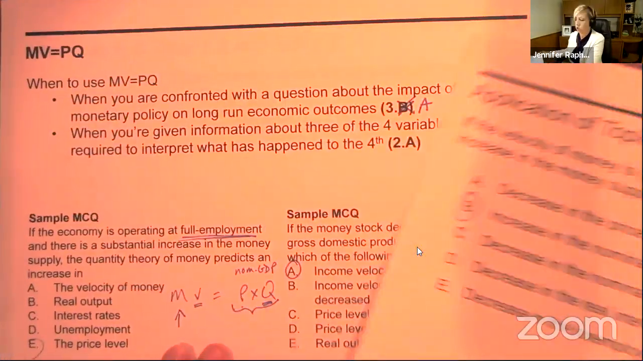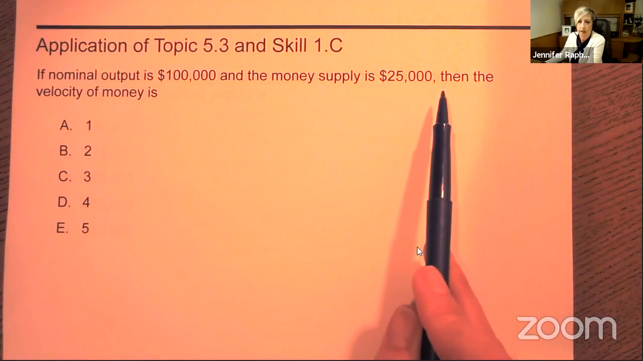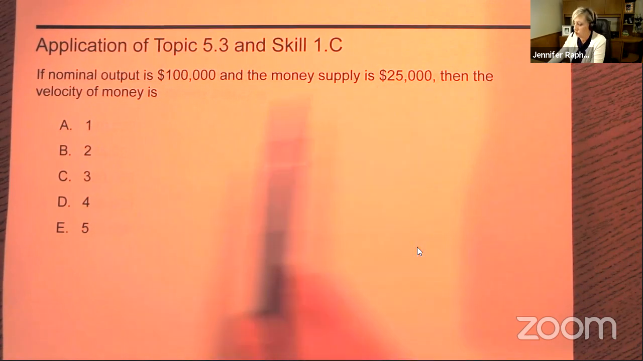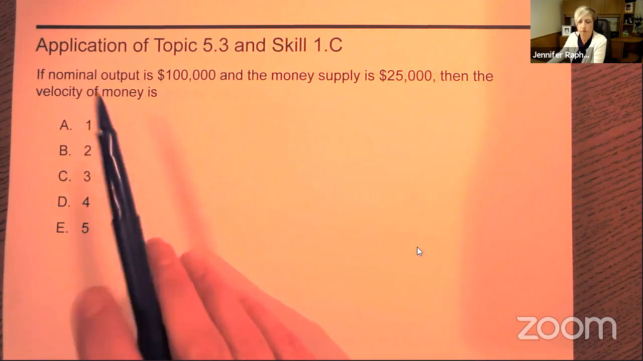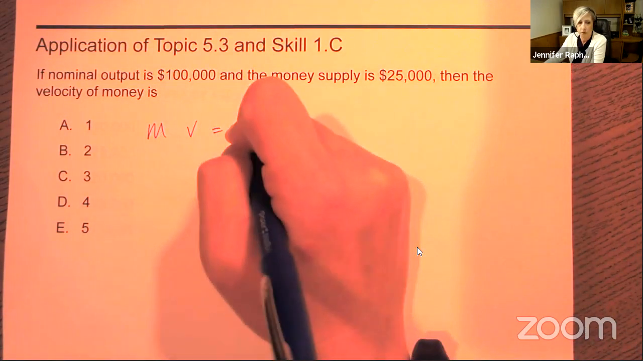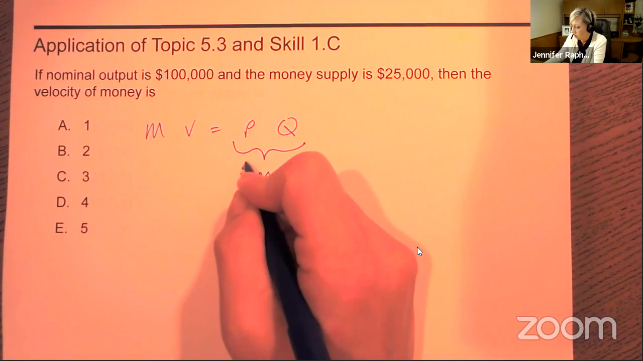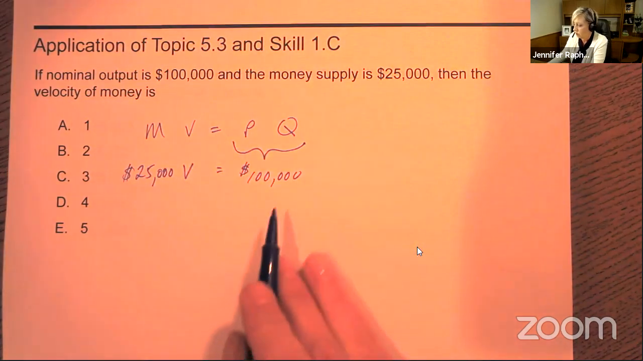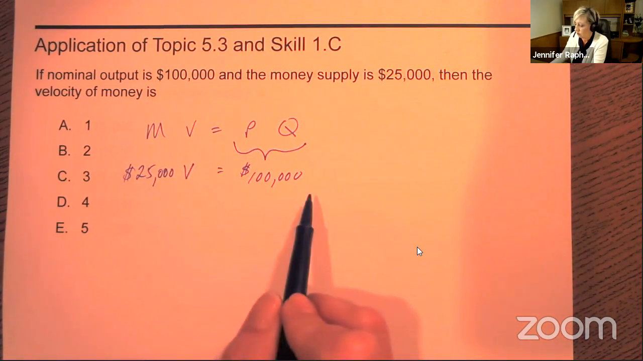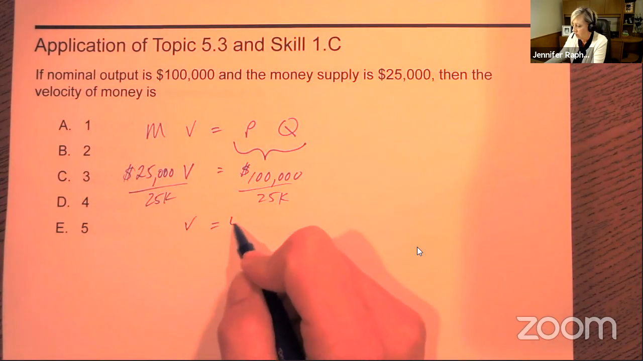Okay, now we're going to switch to a slightly different skill. Skill 1C asks us to be able to use a formula and calculate something. In this case, we're told the nominal output is 100,000 and the money supply is 25,000. What is the velocity of money? Again, you can use your formula, MV equals PQ. Nominal output we know is P times Q, and that is $100,000. If the money supply is $25,000, then $25,000 times V is going to equal 100,000. In order to solve for V, you divide both sides by 25,000, and we end up with the velocity of money equal to 4.